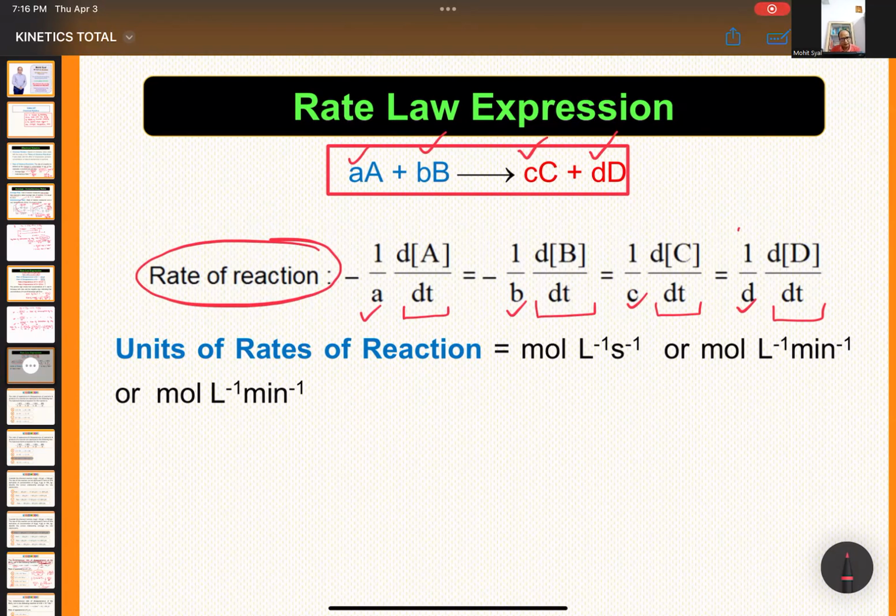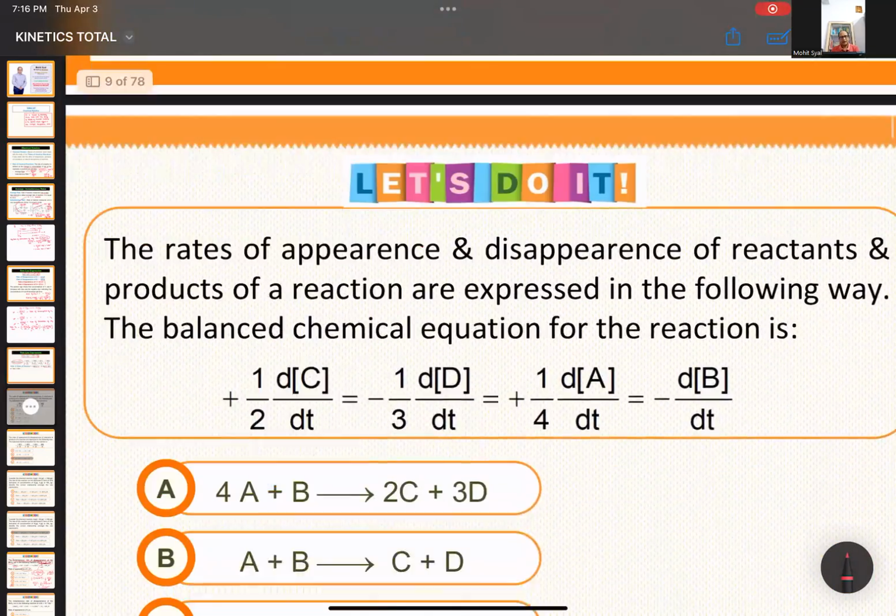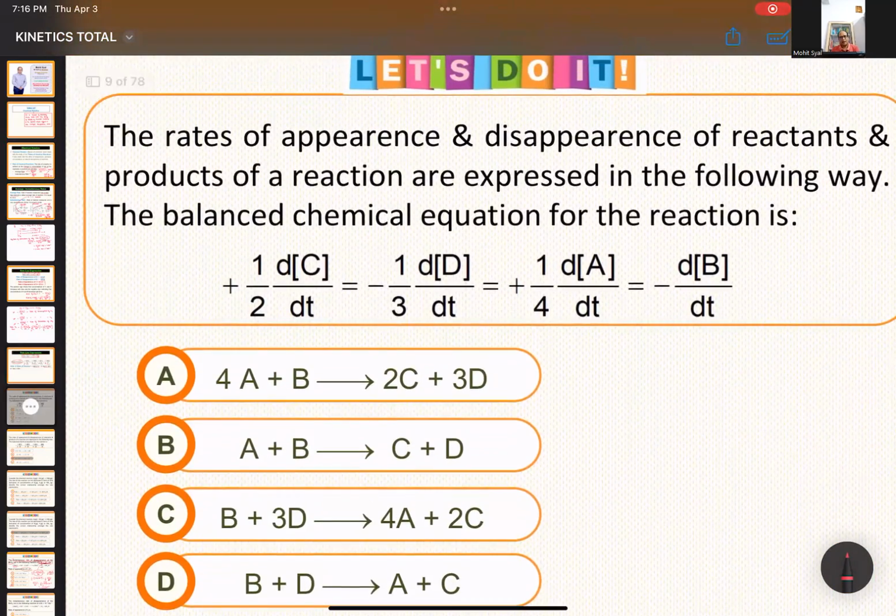Getting it? Yes. So units we already discussed. It can be mole per liter per minute or per second. You need to look at the data given in the question, and with that you can find the unit.